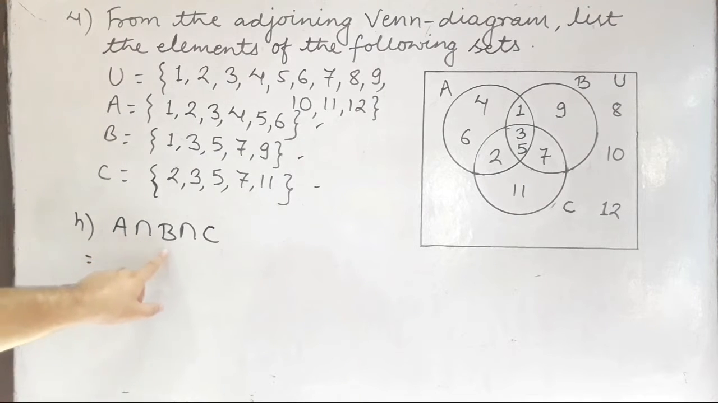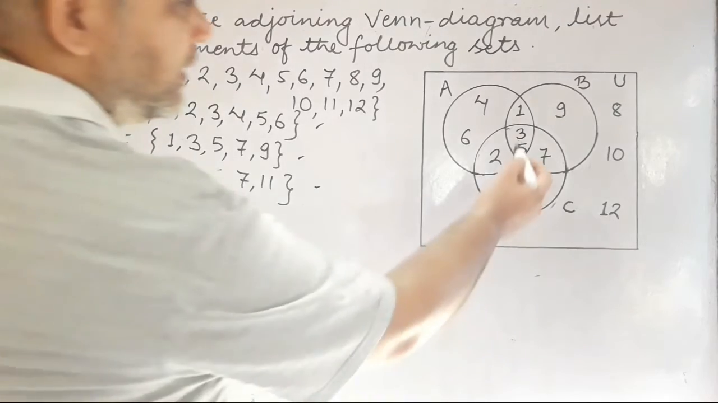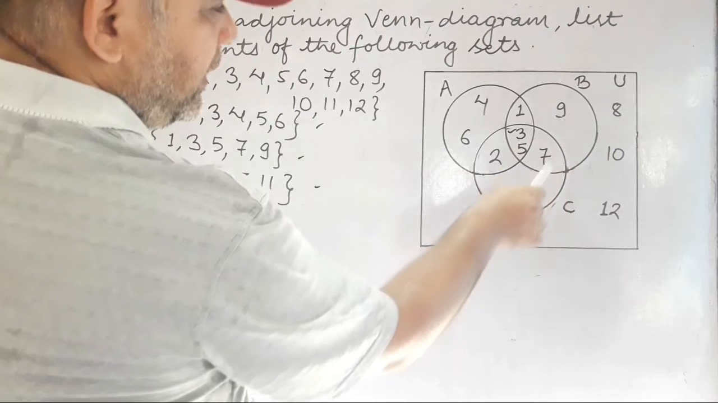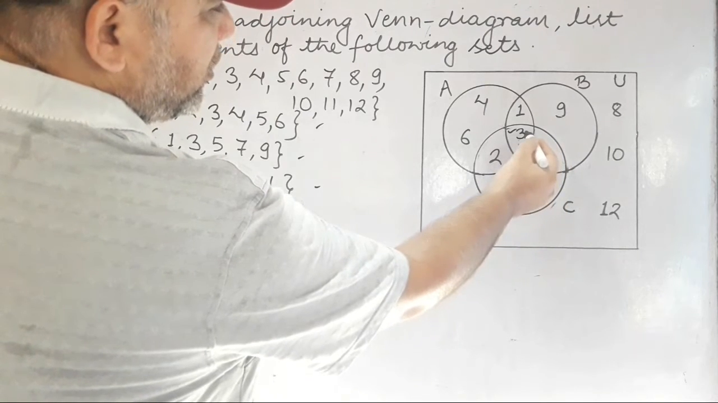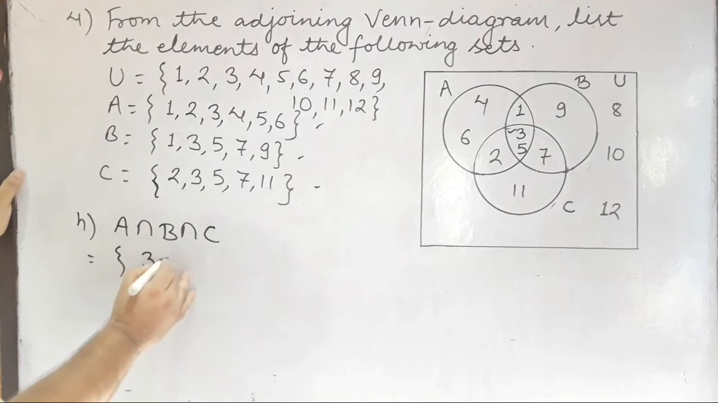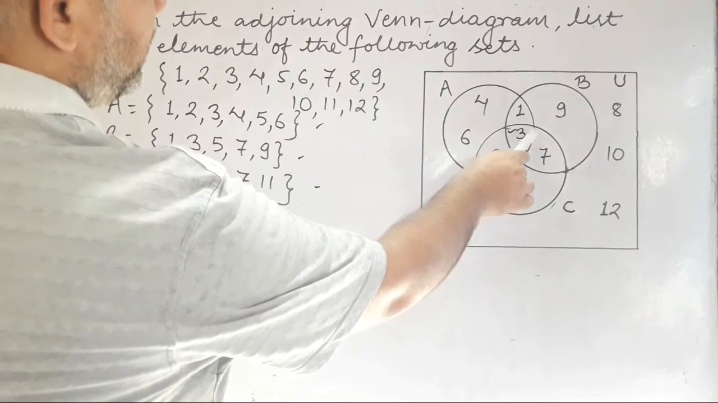A intersection B intersection C. So what is the part which is common to set A, set B and set C? This is the part which is common to A, B and C, the part containing the elements 3 and 5. That is, A intersection B intersection C contains the elements 3 and 5.